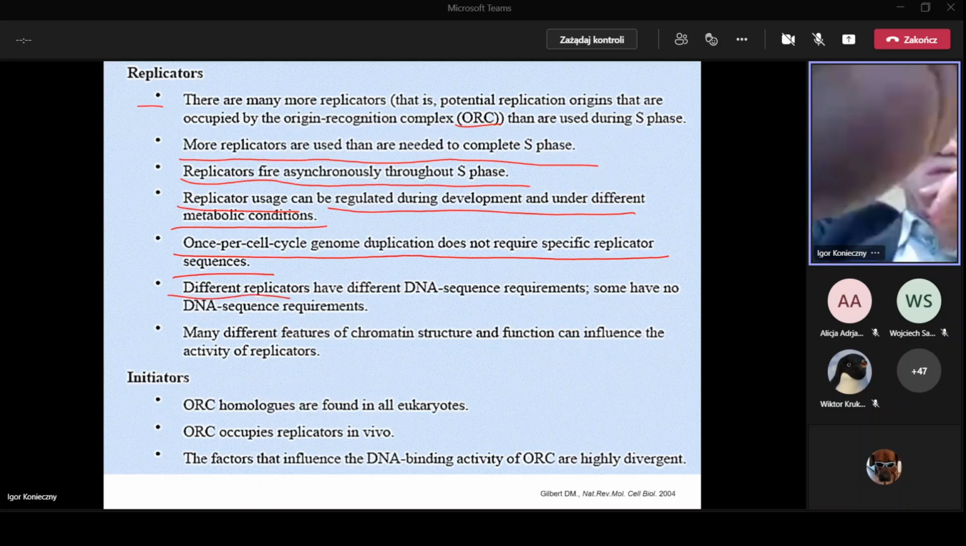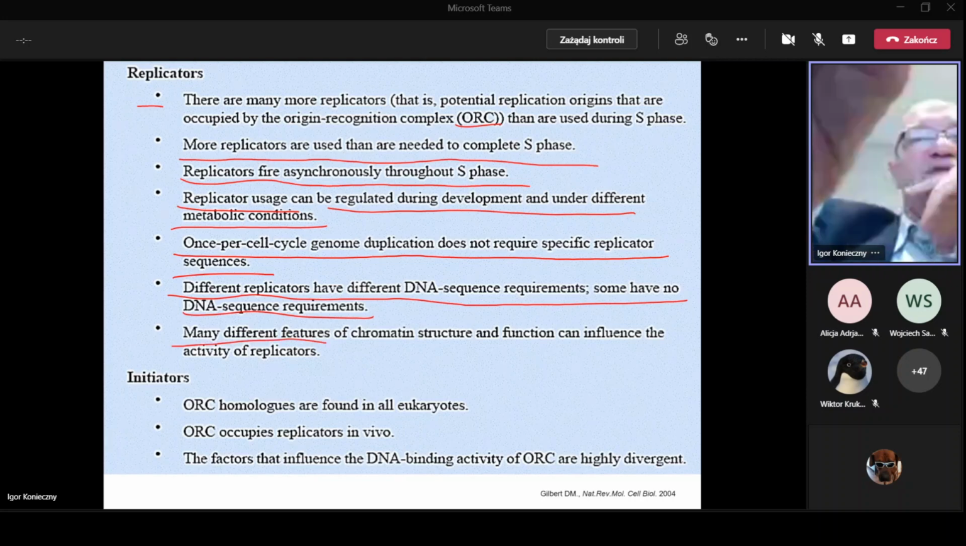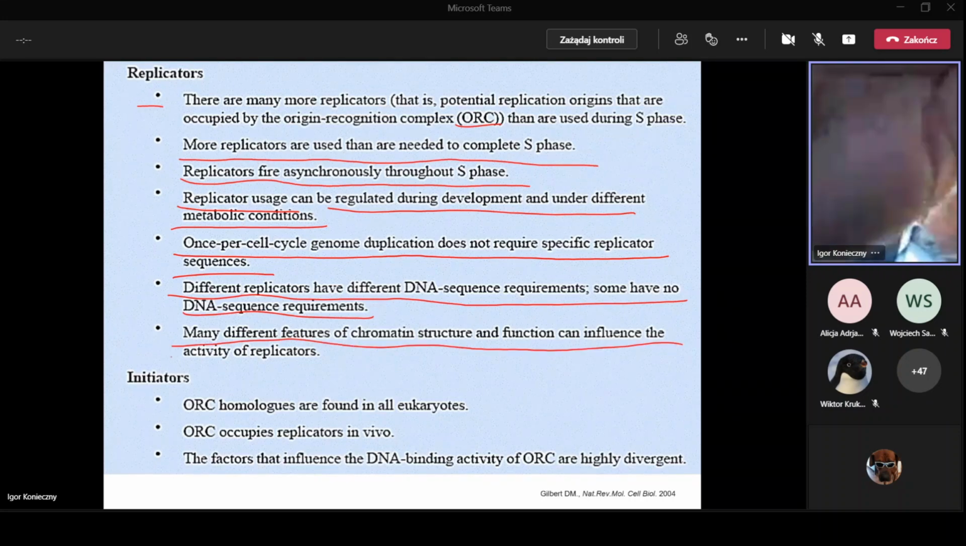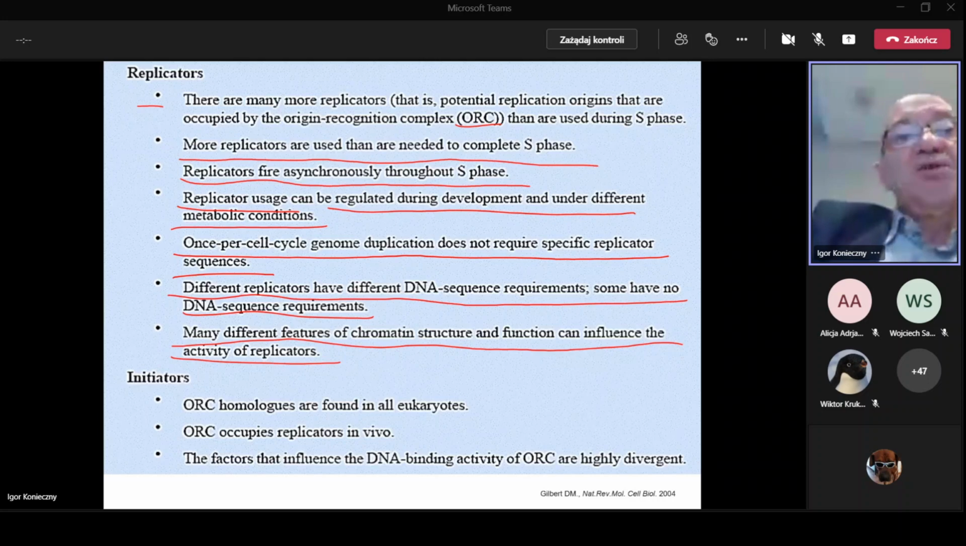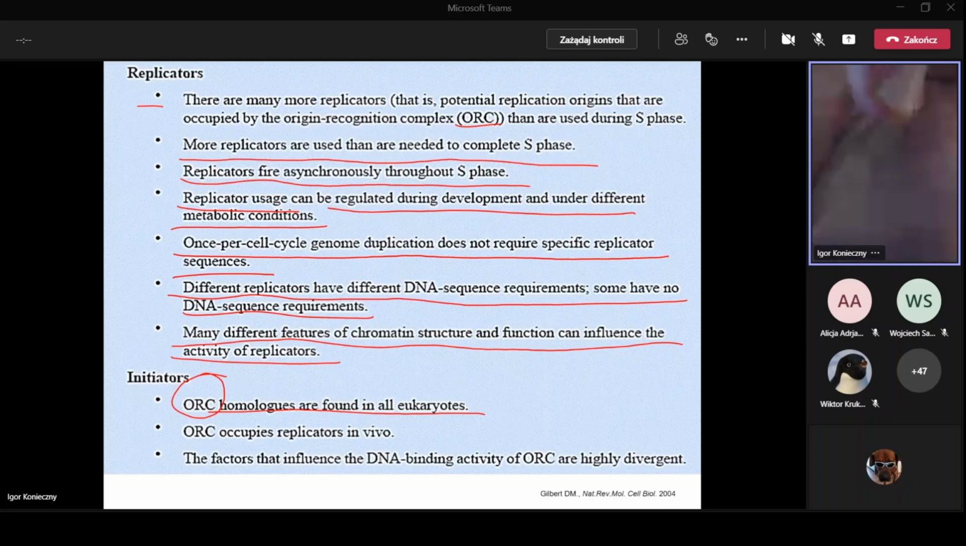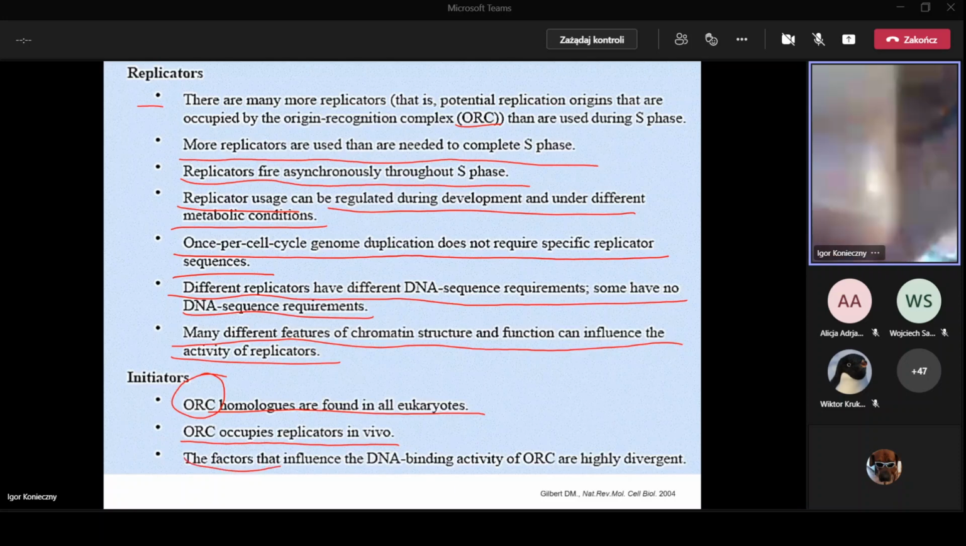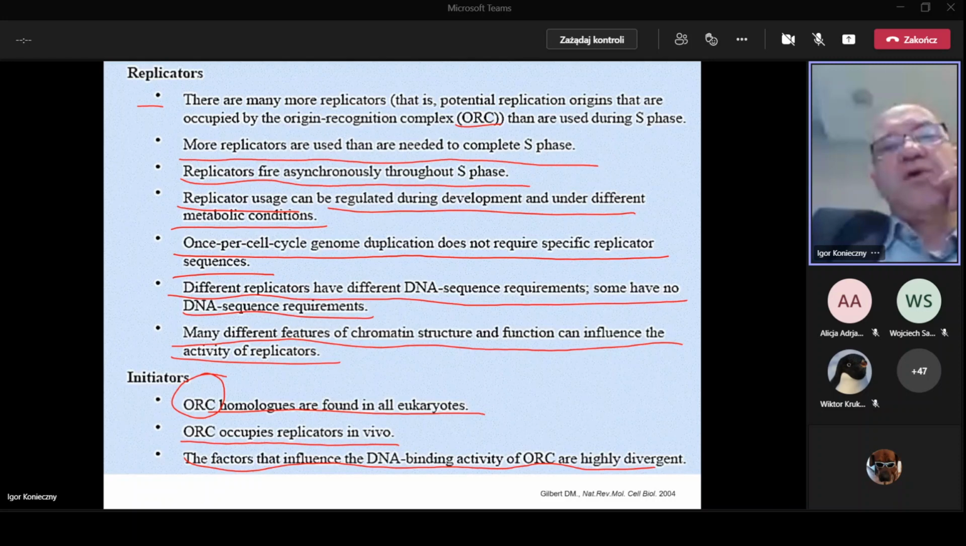And different replicators have different DNA sequence requirements. Some have no DNA sequence requirements. And many different features of chromatin structure and function can influence the activity of replicators. And initiators, so replication initiator proteins, the origin recognition complex, are homologous and are found in all eukaryotes. And the origin recognition complex occupies replicators in vivo, and the factors that influence the activity of origin recognition complexes are highly divergent.